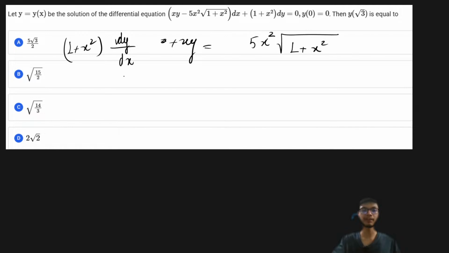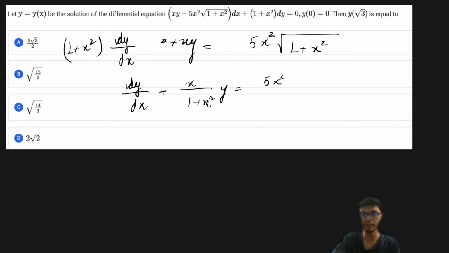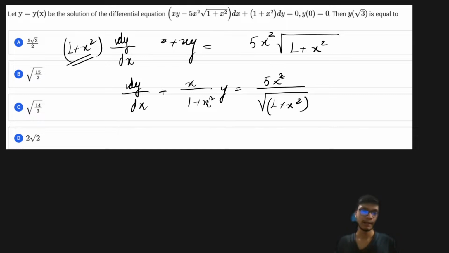Once we get the differential equation in this form, it is very easy to change it into a first order linear differential equation: dy by dx plus x by (1 plus x squared) into y is equal to 5x squared divided by square root of 1 plus x squared. I just simply divided by this expression so as to make the coefficient of dy by dx as 1. I hope this is clear.